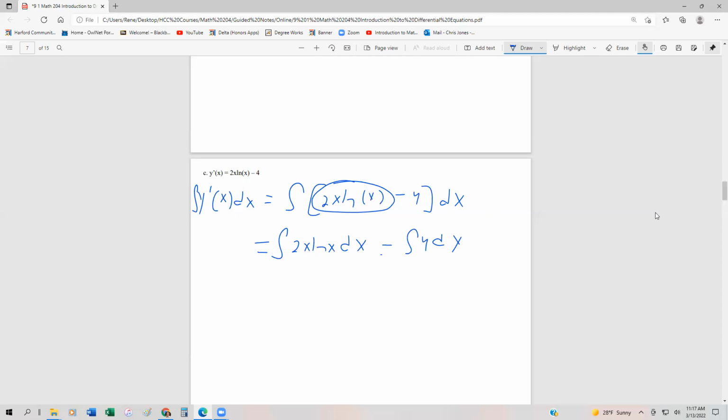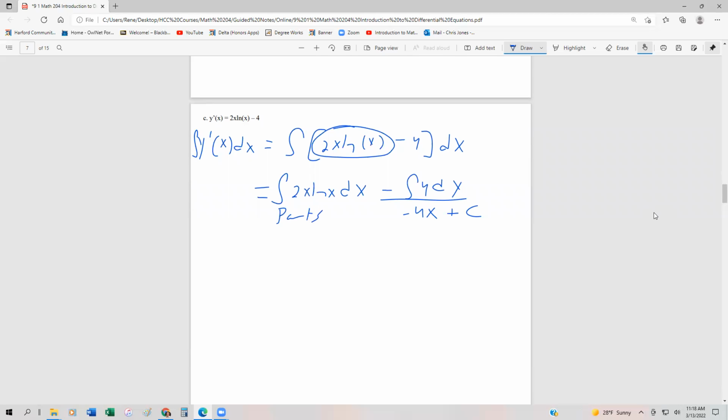We know this one, that's just going to be 4x, and then we can put our plus c in there right away. Technically, it should be negative 4x. But this guy right here is a parts problem. That's why it's more of a Calc 2 problem, because we have to integrate this by parts. Usually what we would do is let u equal 2x and dv be ln x dx. But if we do that, there's no basic antiderivative for ln x. We would actually have to do that by parts.